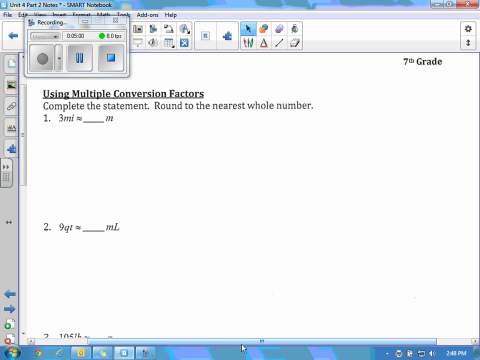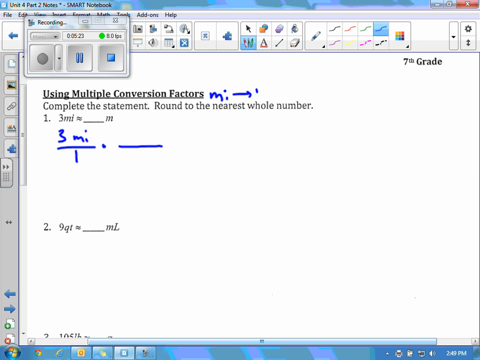You're still going to need to use the chart from the front of the first page to help you with some of these conversions. So we want to go from 3 miles to meters. So I'm going to start with 3 miles over 1. Now I don't have a conversion from miles to meters. So I have to go miles to kilometers first. So I'm going to go miles to kilometers to meters.